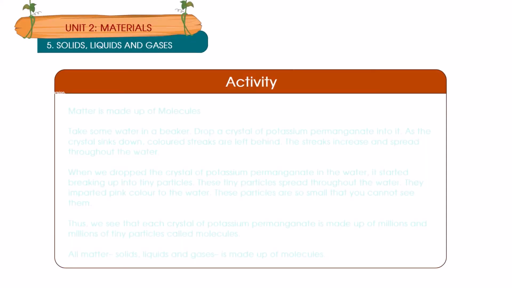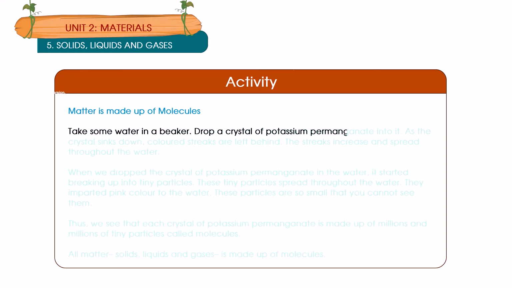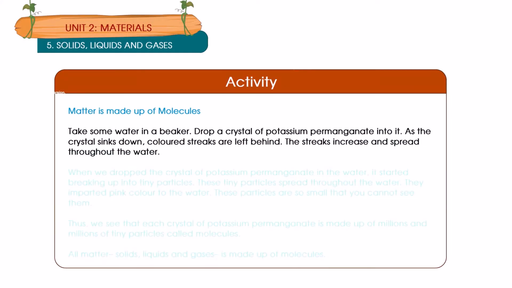Activity. Matter is made up of molecules. Take some water in a beaker. Drop a crystal of potassium permanganate into it. As the crystals sink down, colored streaks are left behind. These streaks increase and spread throughout the water.